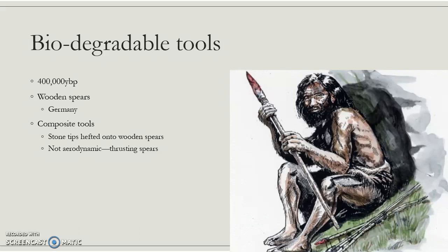And this is difficult to discern because wood is, of course, biodegradable. But in Germany, we actually have found preserved composite stone tools and wooden shafts from around 400,000 years ago. So we do have direct evidence of these tools. This is really a major characteristic of the Middle Stone Age. We have the first composite tools. We're taking multiple things and putting them together.